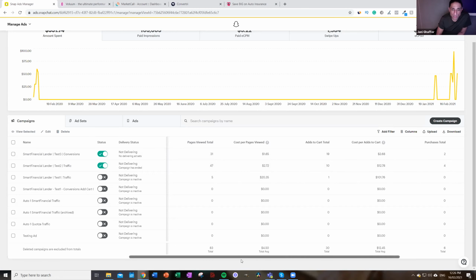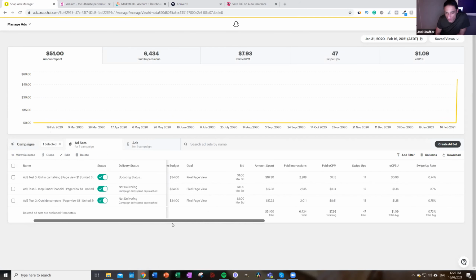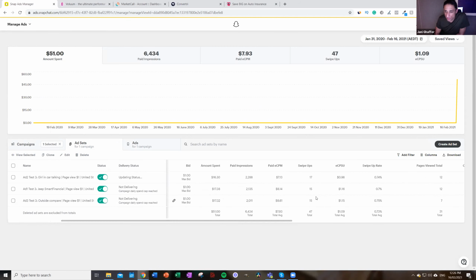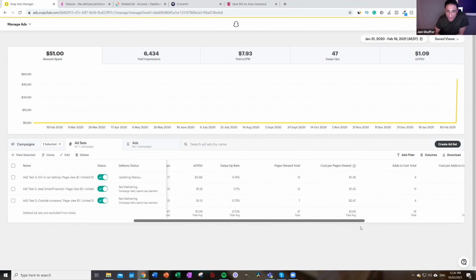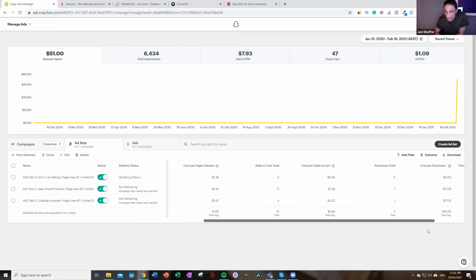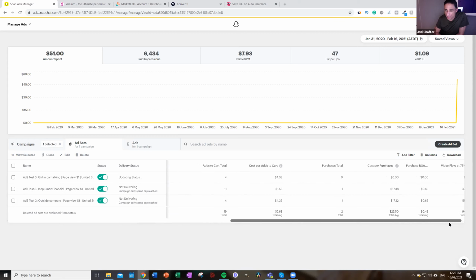Let's see how many swipe ups. Do you want me to open it at set level? Yeah. So just in general, we've got 47 swipe ups total, 31 page views, so a decent rate at the moment. Cost per page view. Okay, cool. Add to carts 19. Did it record the conversions? Yeah, 2. So we got 2 conversions here, which is pretty cool.